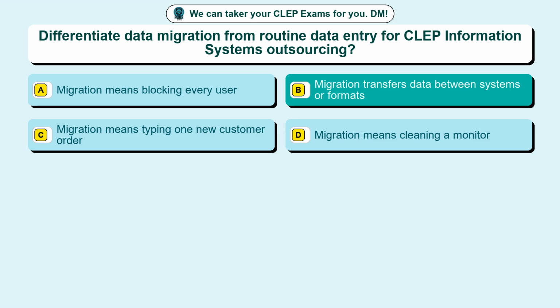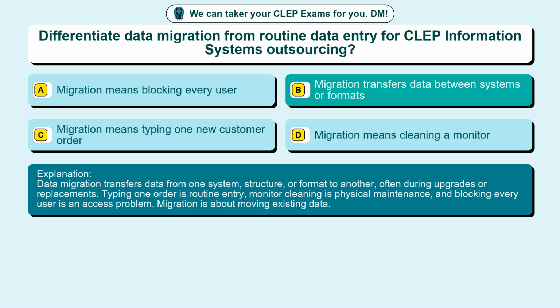The correct answer is option B. Migration transfers data between systems or formats. Data migration transfers data from one system, structure, or format to another, often during upgrades or replacements. Typing one order is routine entry, monitor cleaning is physical maintenance, and blocking every user is an access problem. Migration is about moving existing data.